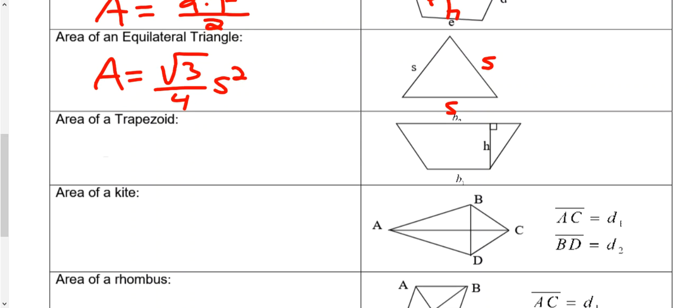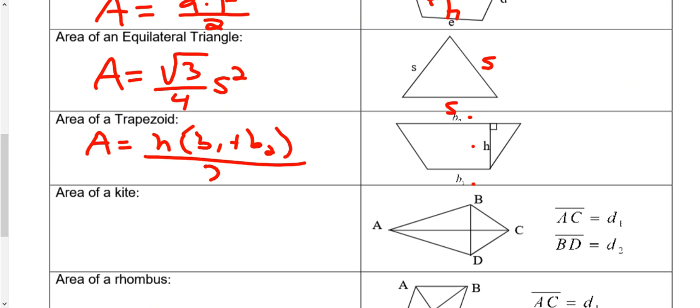For a trapezoid, a trapezoid is a different type of quadrilateral. It's not a square, rectangle, or parallelogram. As you can see, we have base 1 here, base 2, and we have a height. So the area equals that height multiplied times the sum of the 2 bases, all divided by 2.